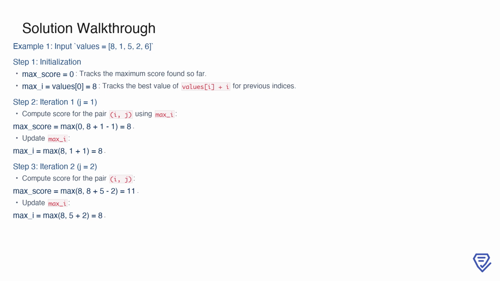First, we initialize two variables. The max_score is set to 0, which will keep track of the maximum score we find. The max_i is initialized to the first value in the array, 8, because at the start, the best value for values[i] + i is simply the first element itself.